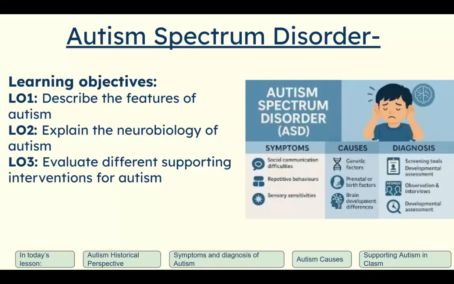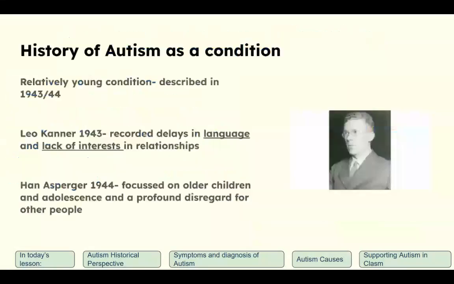Welcome back to Brain, Biology and Beyond, and today we're going to be learning about autism spectrum disorder. We're going to cover the features of autism, including the symptoms, explain the neurobiology of autism, and we're also going to look at some of the different interventions for autism and how it can be helped within the classroom setting.